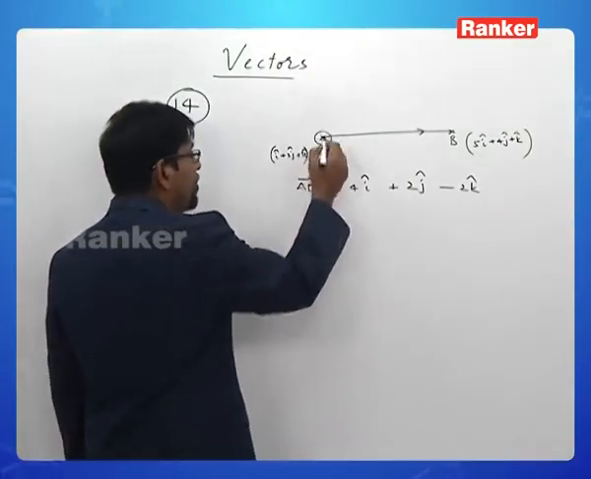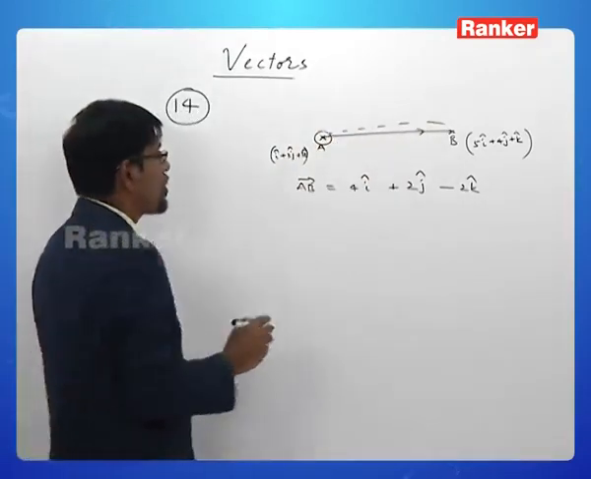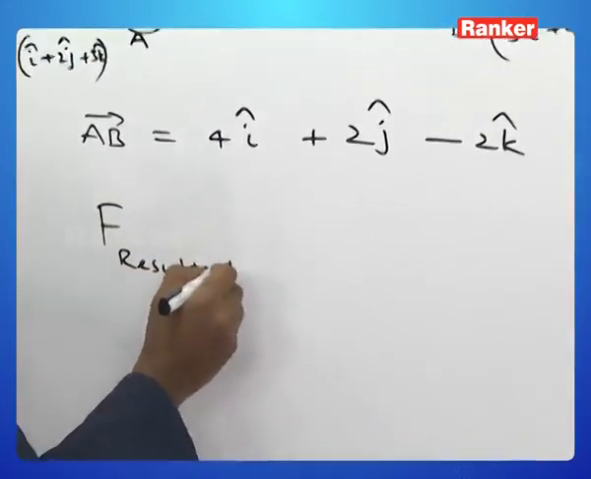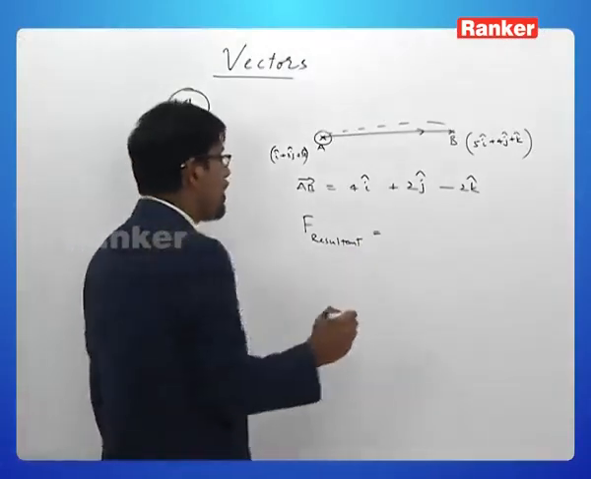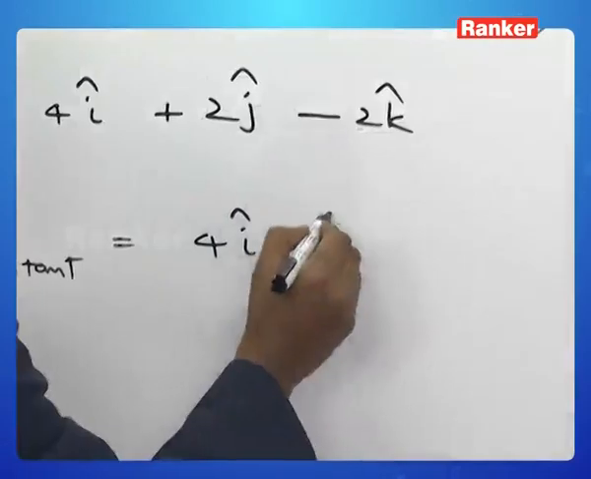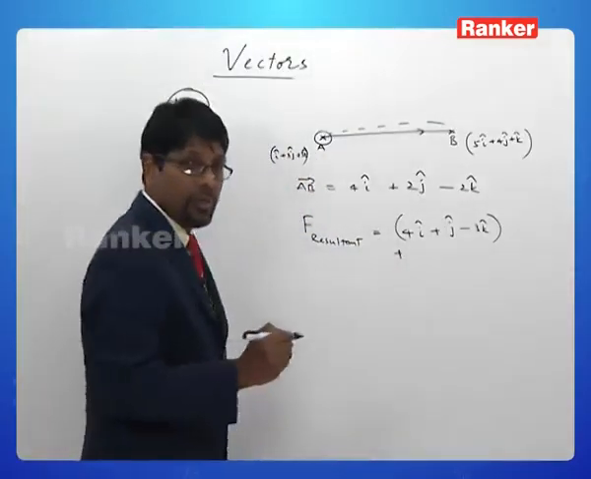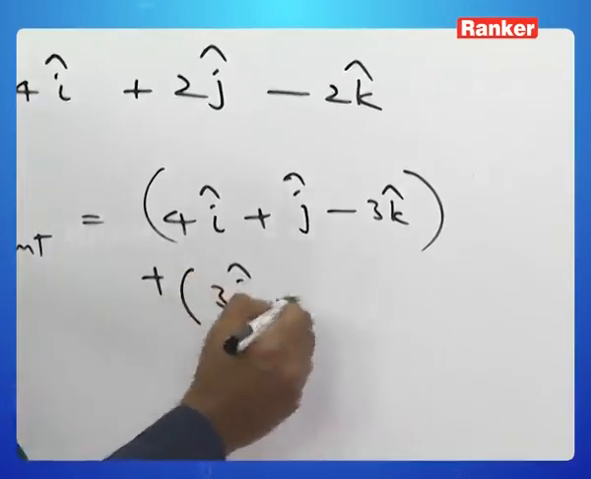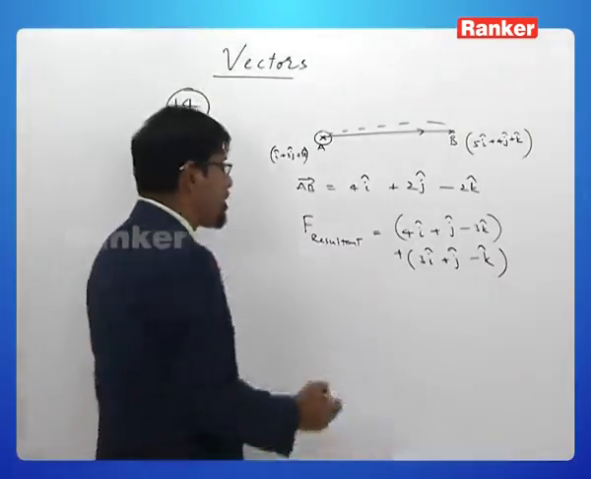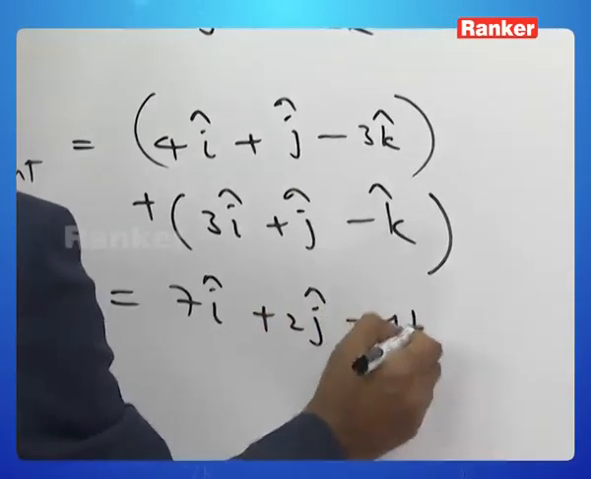Now when the particle is moving from here to here, it is being acted upon by two constant forces. So what is the resultant force? F resultant is the sum of the two forces given, 4i plus j minus 3k plus 3i plus j minus k. And what is this going to be? 7i plus 2j minus 4k.